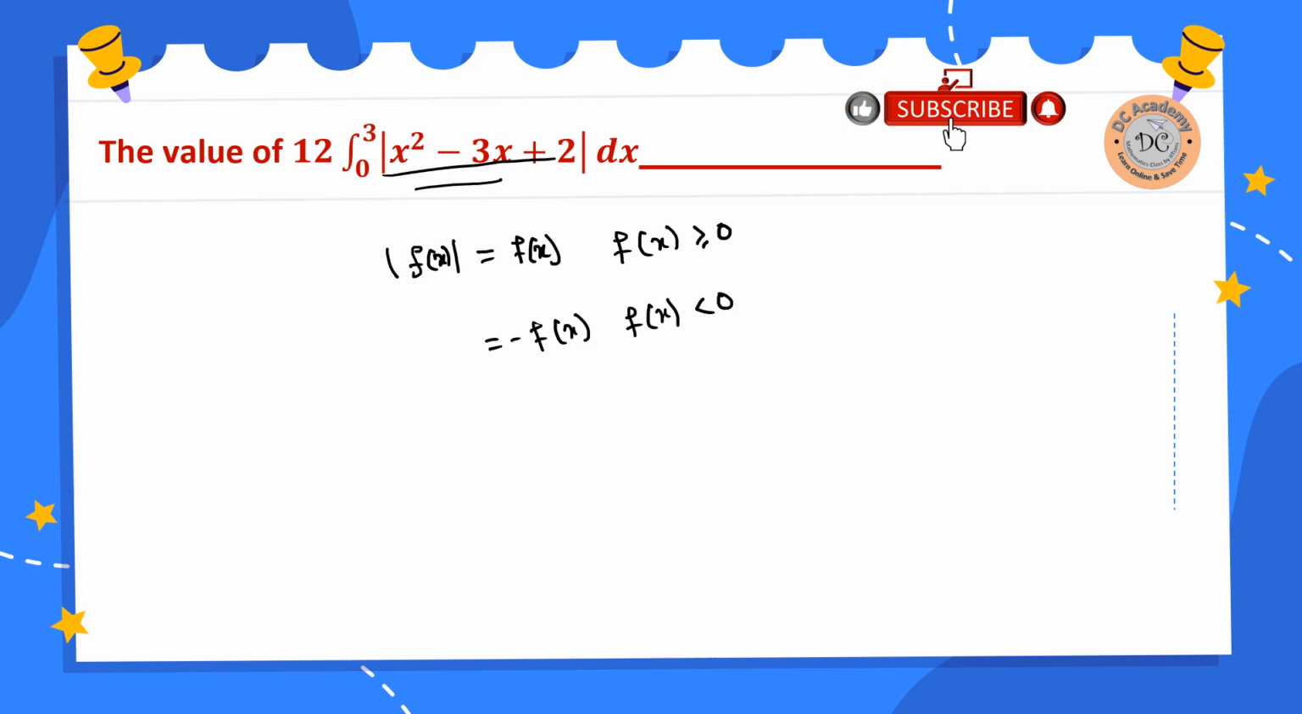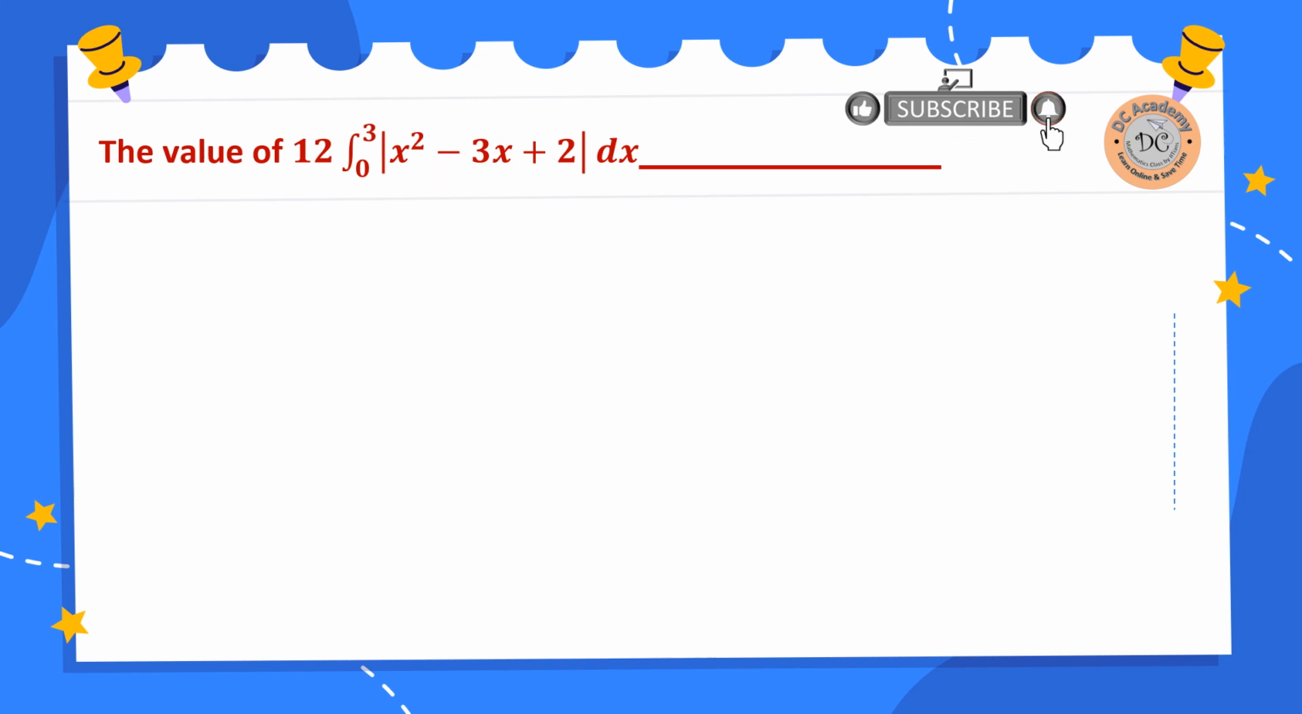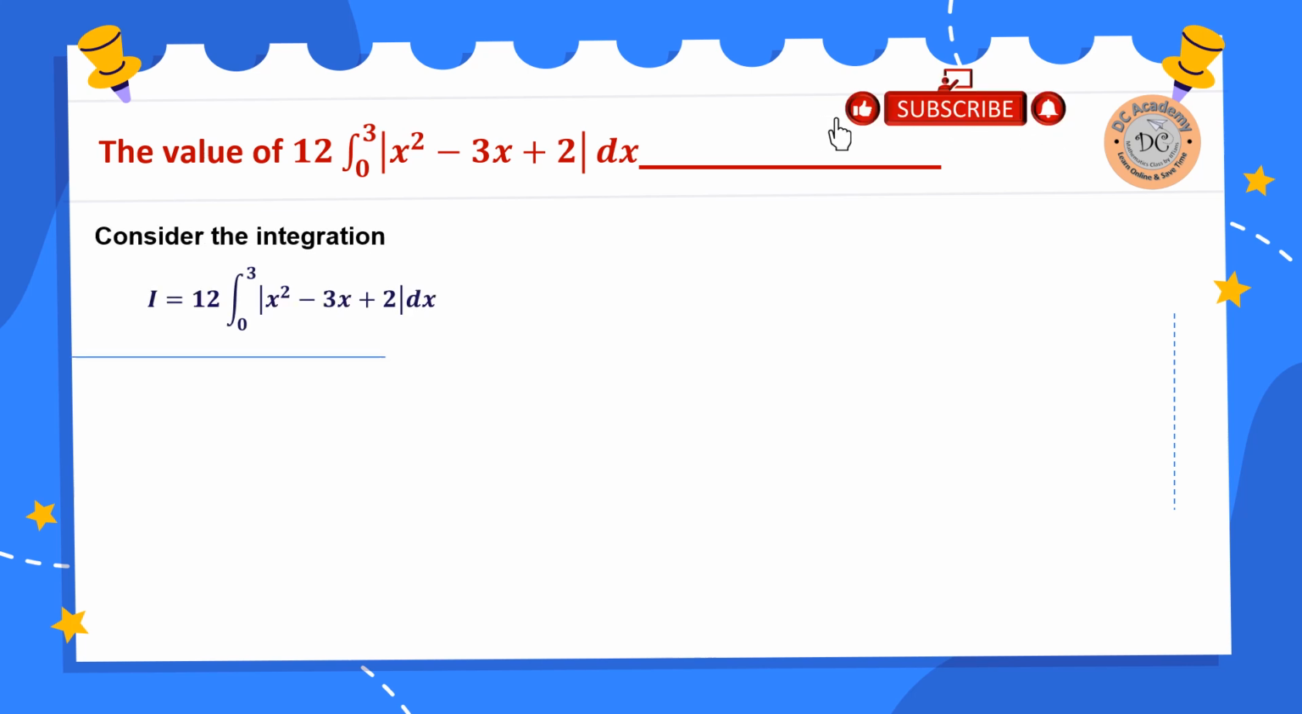Whether the function is greater than or less than something will be easily observed by sketching the function. So first our job is to sketch the function x square minus 3x plus 2. Let's go ahead. First we consider the integration I, and now we consider the function f(x), which is equal to x square minus 3x plus 2.